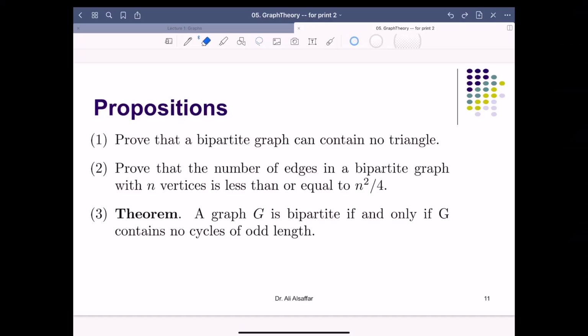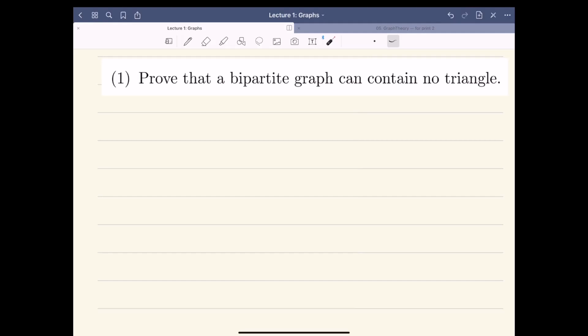Now we would like to prove some propositions on bipartite graphs. The first one is prove that a bipartite graph can contain no triangle. In other words, if there is a triangle in any graph, then it is not bipartite. How we are going to prove it? So this is the proof.